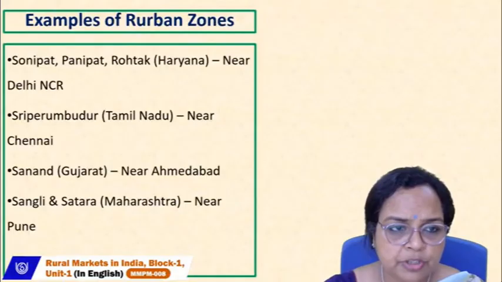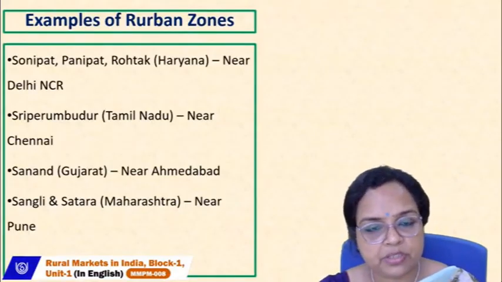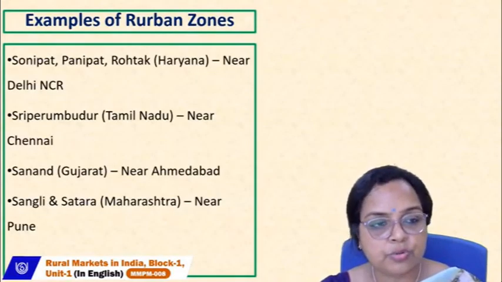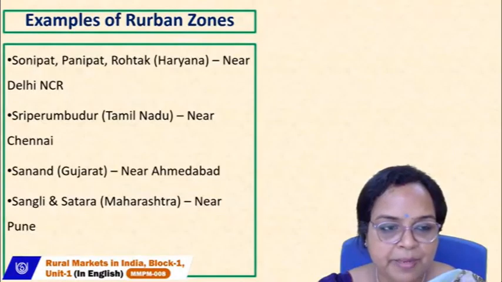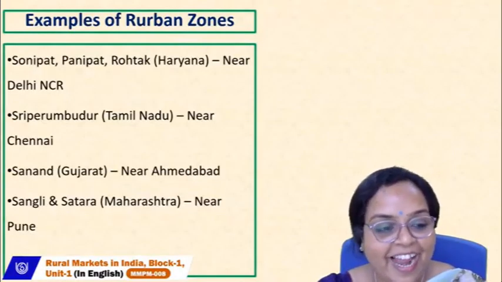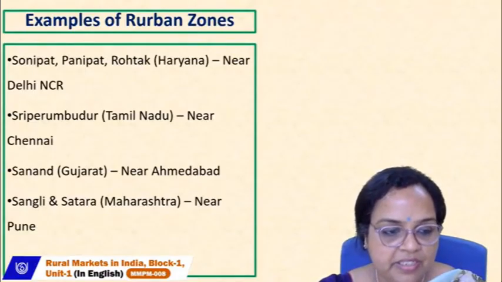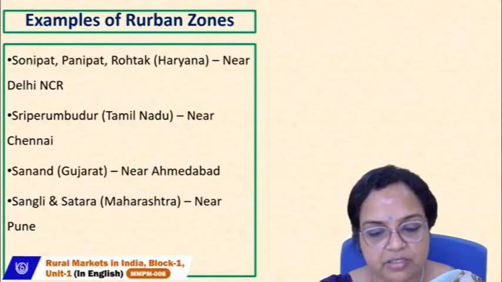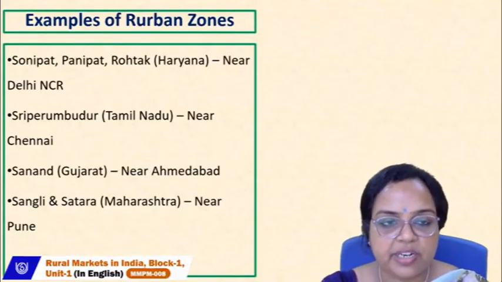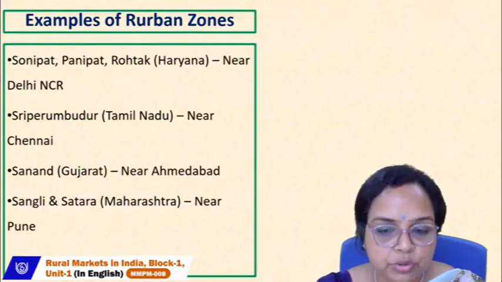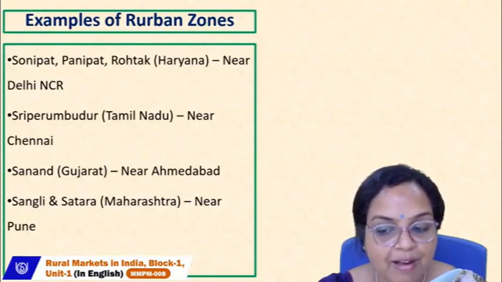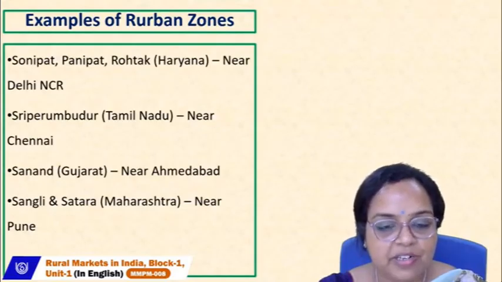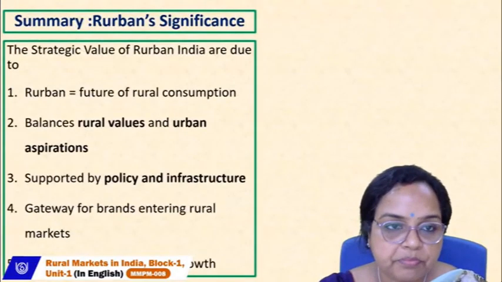What are the examples of Rurban zones? Sonipat, Panipat, Rohtak, Haryana ka Rohtak. These are close to New Delhi NCR. Likewise, there is a Rurban area in Tamil Nadu, that is Sriperumbudur near Chennai, and Sanand in Gujarat near Ahmedabad, Sangli and Satara in Maharashtra near Pune. These are close to cities and they are demonstrating the characteristics of urban zones. So marketers have to take care of these zones as Rurban areas, though they are classified as rural areas as per census.